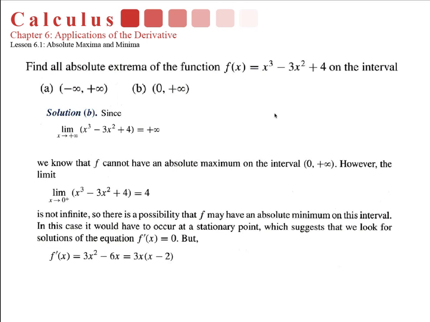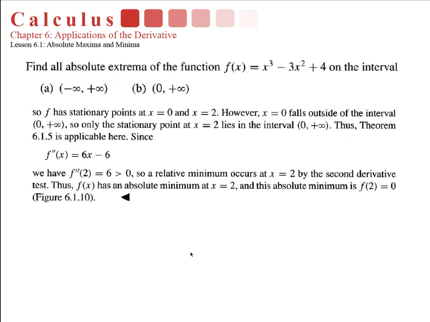In this case, it would have to occur at a stationary point, which suggests that we look for solutions of the equation f prime of x equals 0. We take the derivative, we get 3x squared minus 6x, factor out the 3x, we get 0 and 2 as two possible stationary points. So f has a stationary point at 0 and 2. However, x equals 0 falls outside the interval because it's an open interval. 0 is not included. So the only stationary point that we can test is 2, and that lies inside the interval from 0 to infinity. So the theorem of 6.1.5 is applicable here. Let's do something we haven't done yet.